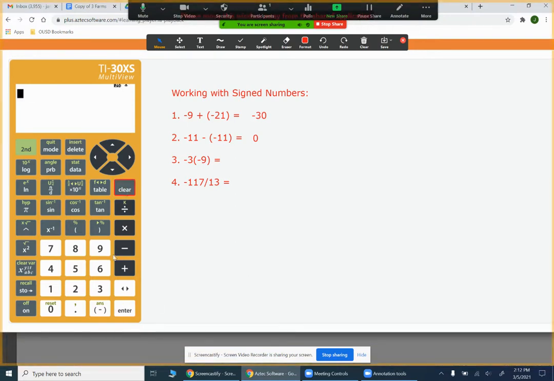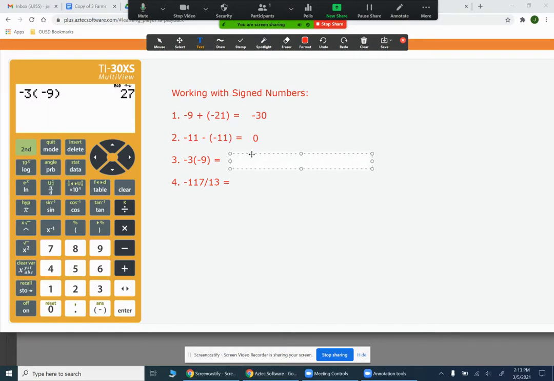If you want, you could put in the parentheses. So you could put -3, open parentheses, -9, close parentheses, and press enter. And the calculator automatically knows that when you put in these two numbers right next to each other with the parentheses, that means to multiply it. So there are two ways of doing this multiplication problem. -3 times -9 equals a positive 27.